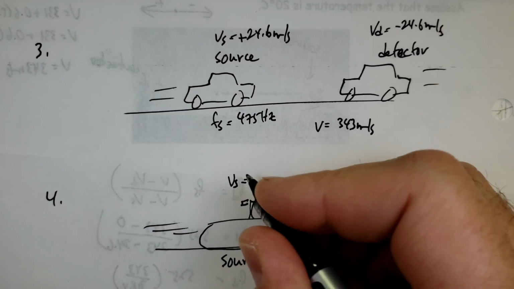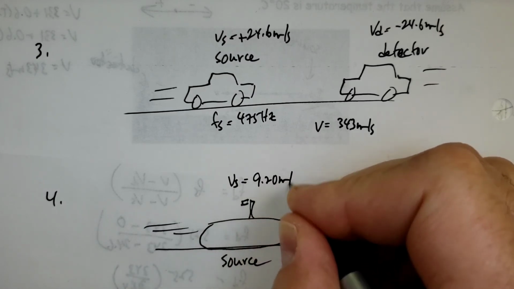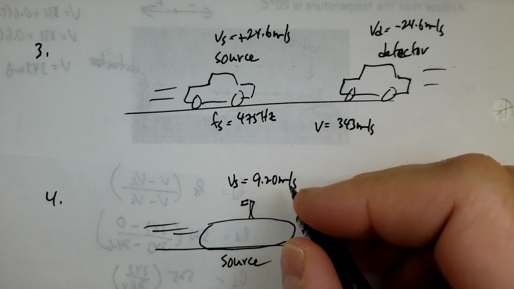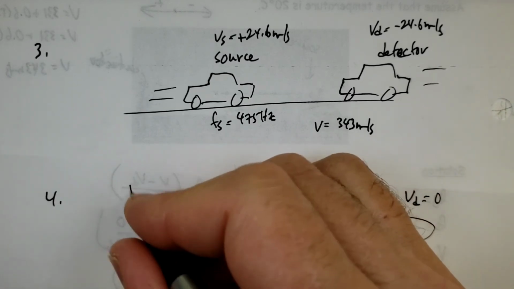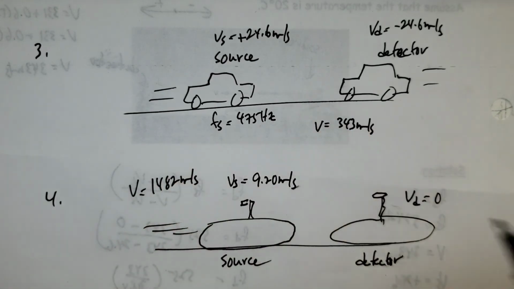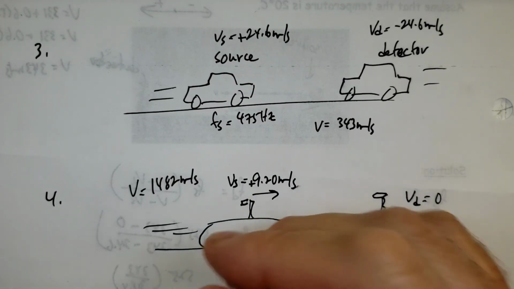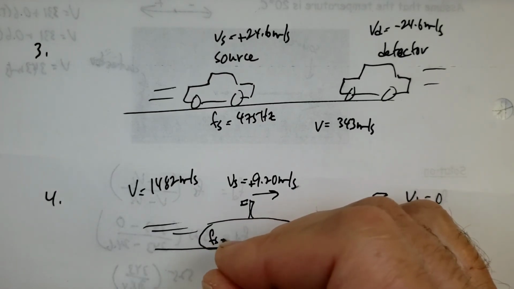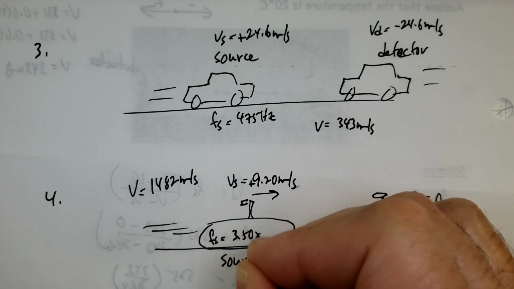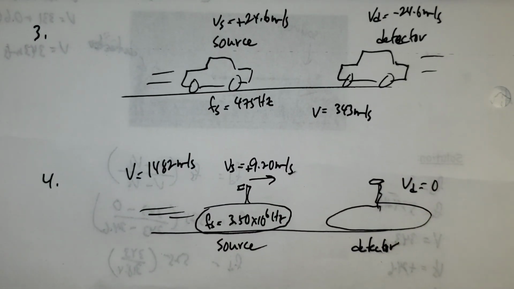So the detector, we're told, is not moving. The sub that is moving, that's emitting the sound, though, is moving at 9.2 meters per second. And the speed of sound in water is 1,482 meters per second, we're told in the question. So that's going to be positive. And lastly here, the frequency of the source is 3.50 times 10 to the 6 hertz. So there we go. There's the diagram that you can use for number 4 in the assignment.